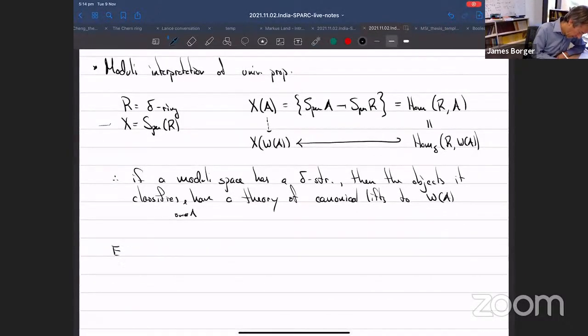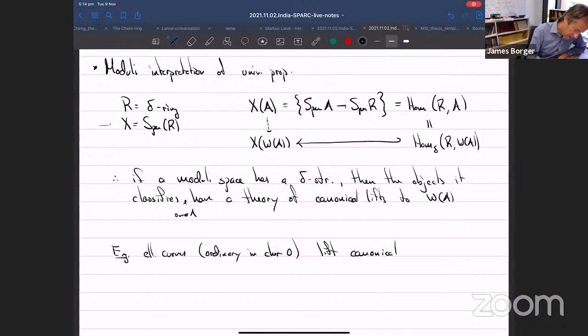So for example, elliptic curves, or the so-called ordinary elliptic curves, lift canonically. If you don't know about elliptic curves, don't worry about it. I won't mention it again. This is the famous canonical lift in the theory of elliptic curves, but in fact this works over any base.